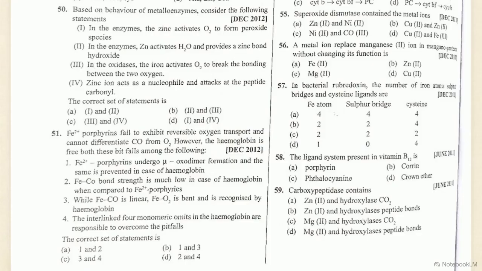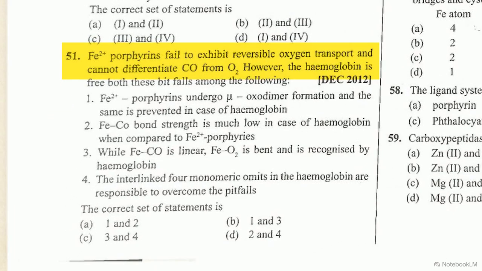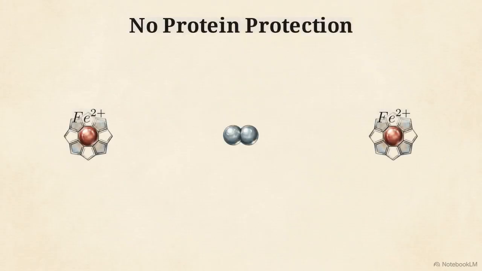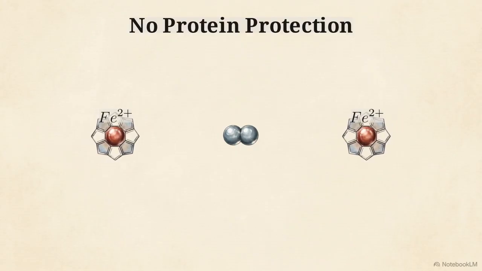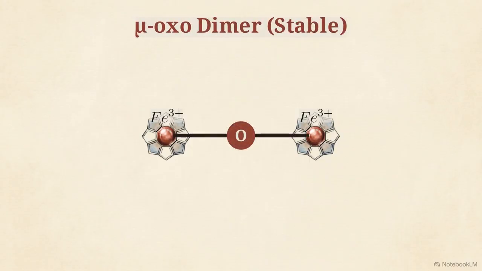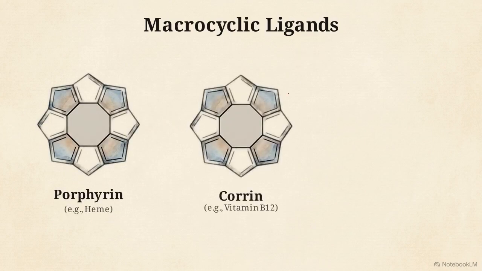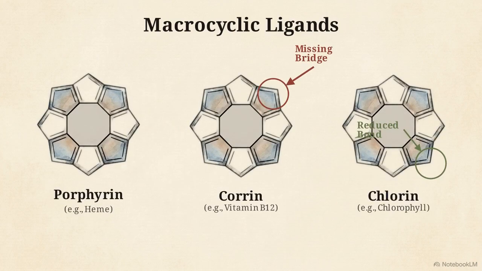This relationship is frequently tested using a specific scenario. Why can't we use naked heme groups for oxygen transport? This exam question asks why isolated iron 2 porphyrins fail to transport oxygen reversibly in an aqueous environment. Without the surrounding protein chain to provide steric hindrance, two iron porphyrin complexes would collide and react with oxygen to form a stable mu-oxodimer. This process is irreversible, effectively locking the iron in an oxidized state and preventing further oxygen transport.